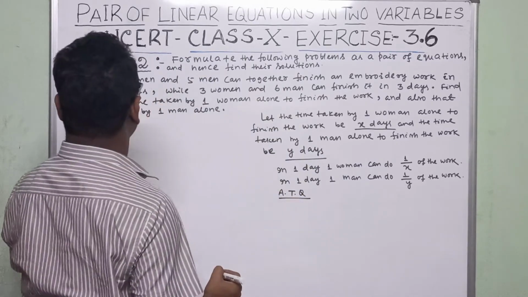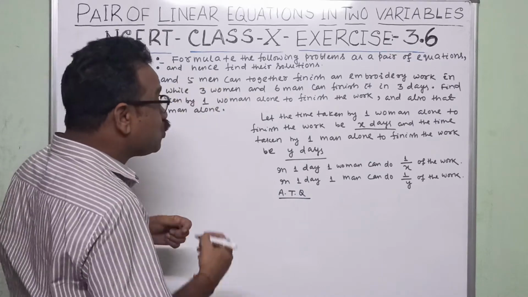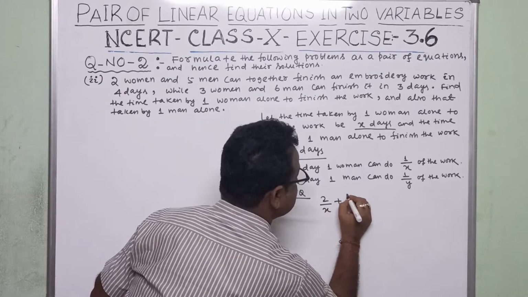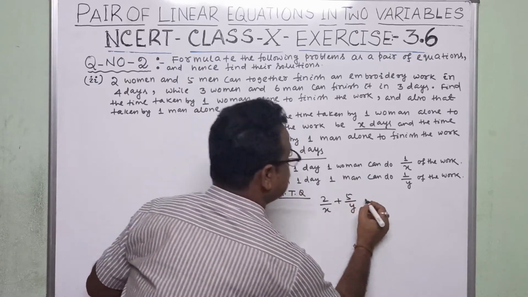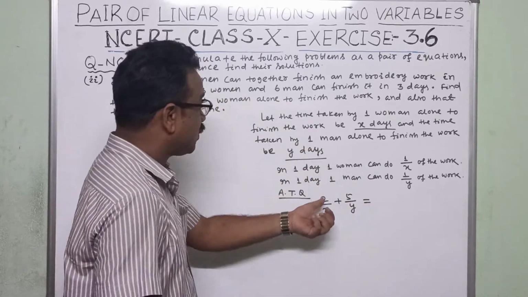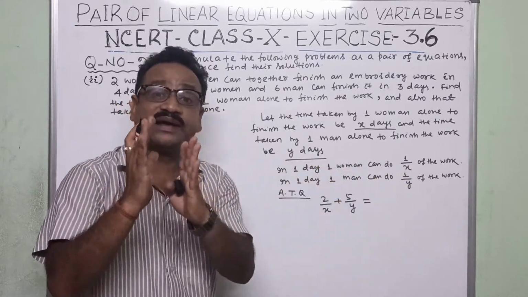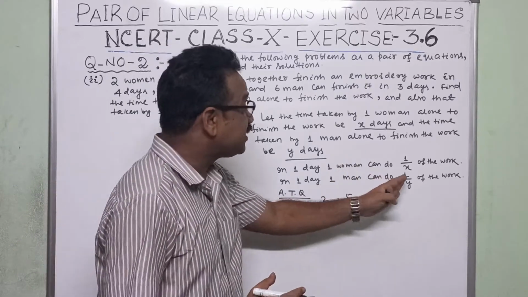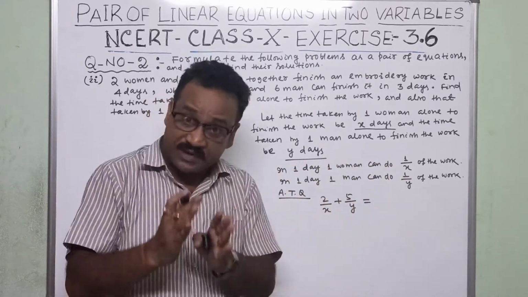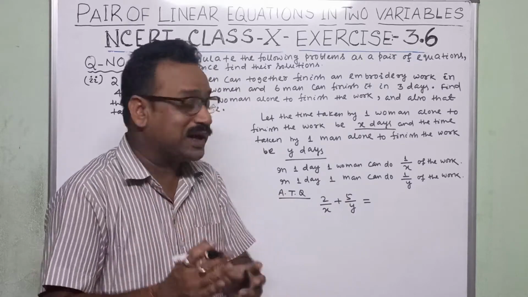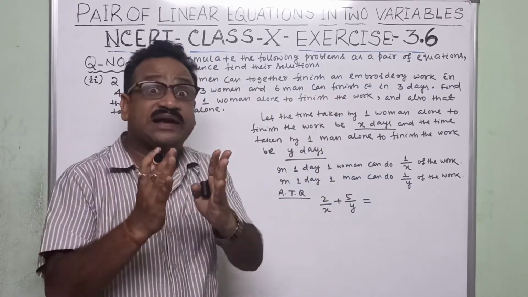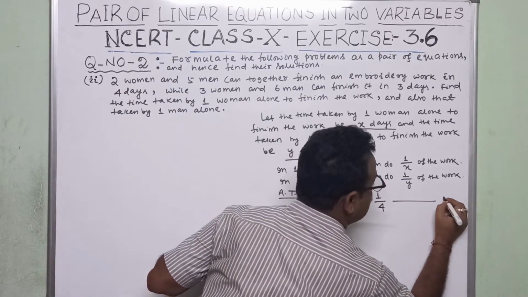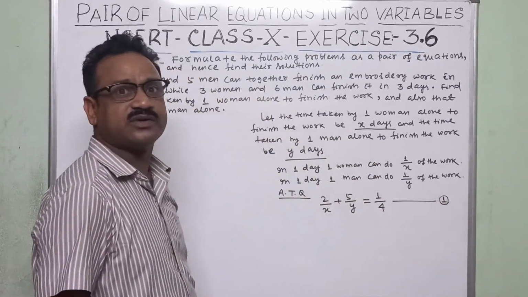question, what is given? 2 women and 5 men. So 2 by x plus 5 by y. In 1 day, 1 woman does 1 by x, so 2 women do 2 into 1 by x, 2 by x. 1 man does 1 by y, so 5 men do 5 into 1 by y, which is 5 by y. Then total work in 4 days. In 1 day 1 by 4. This is your equation 1.